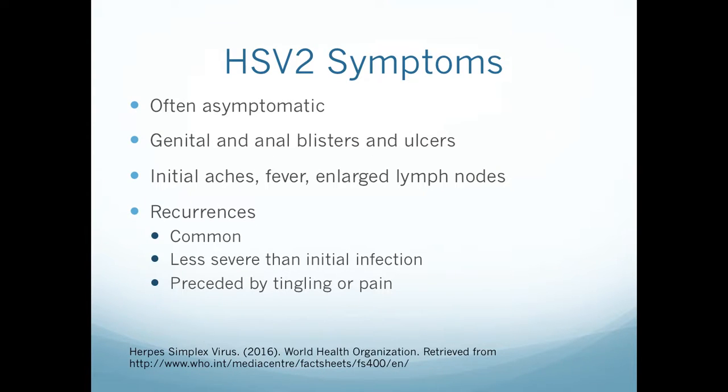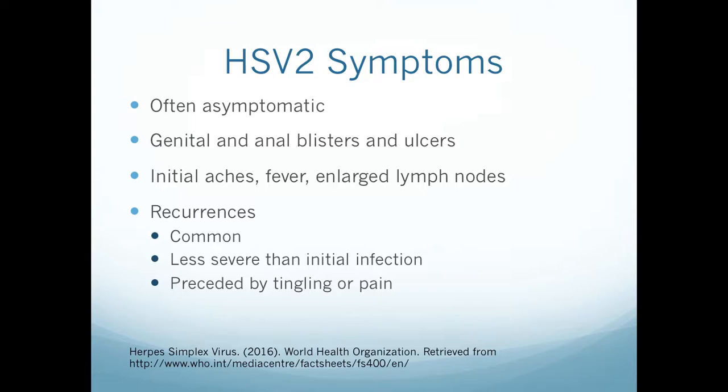Like HSV1 infection, HSV2 genital herpes is frequently asymptomatic or gives only minor symptoms. As many as 80 to 90% of infected individuals do not know they are infected. Symptoms that do occur include blisters and ulcers in the genital and anal regions, similar to genital infection with HSV1. New HSV2 infection also has some systemic symptoms that include aches, fever, and enlarged lymph nodes.